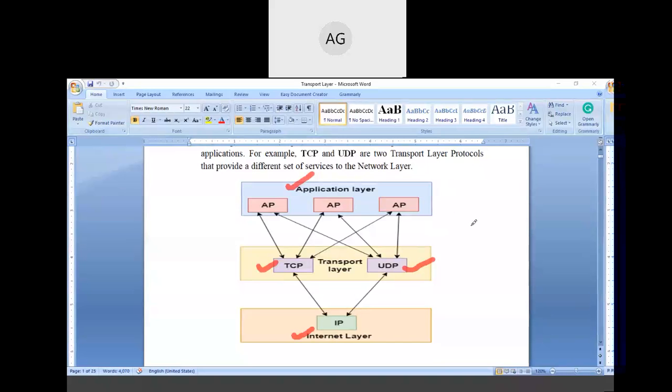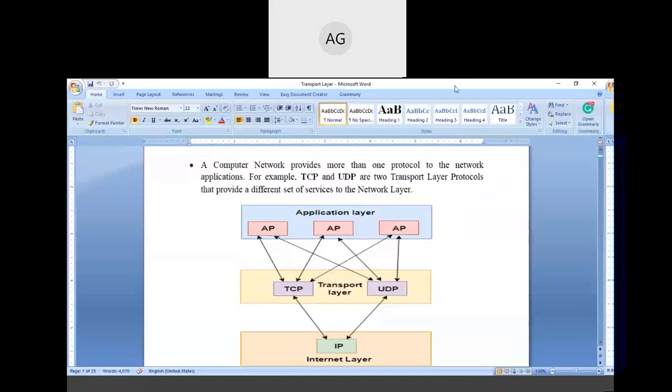And as you can see here, the communication is two way. It means full duplex communication will be there from the internet layer to the application layer, and also from the application layer to the internet layer. So from the sender's end, it goes from the application layer to the internet layer, and on the receiver's end, it goes from the internet layer to the application layer.